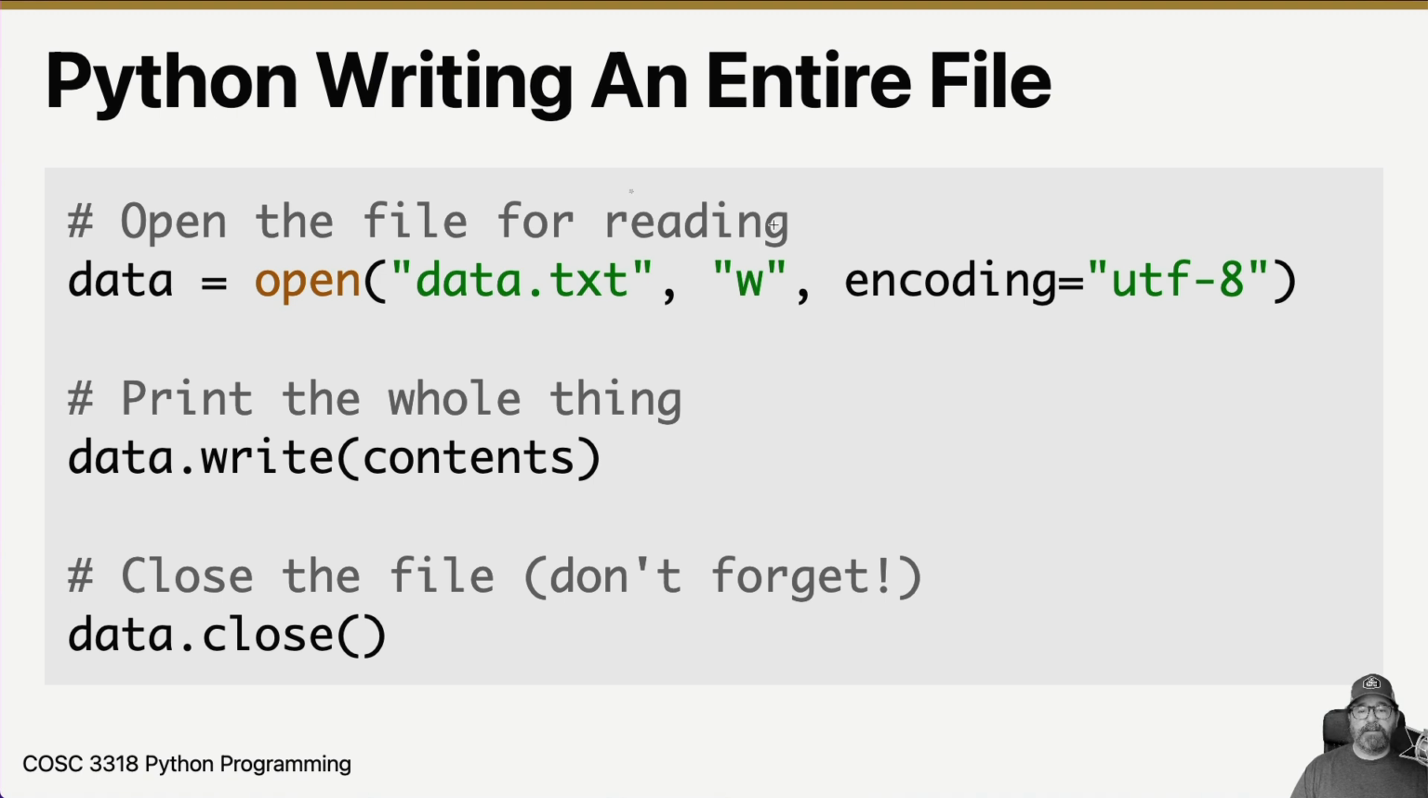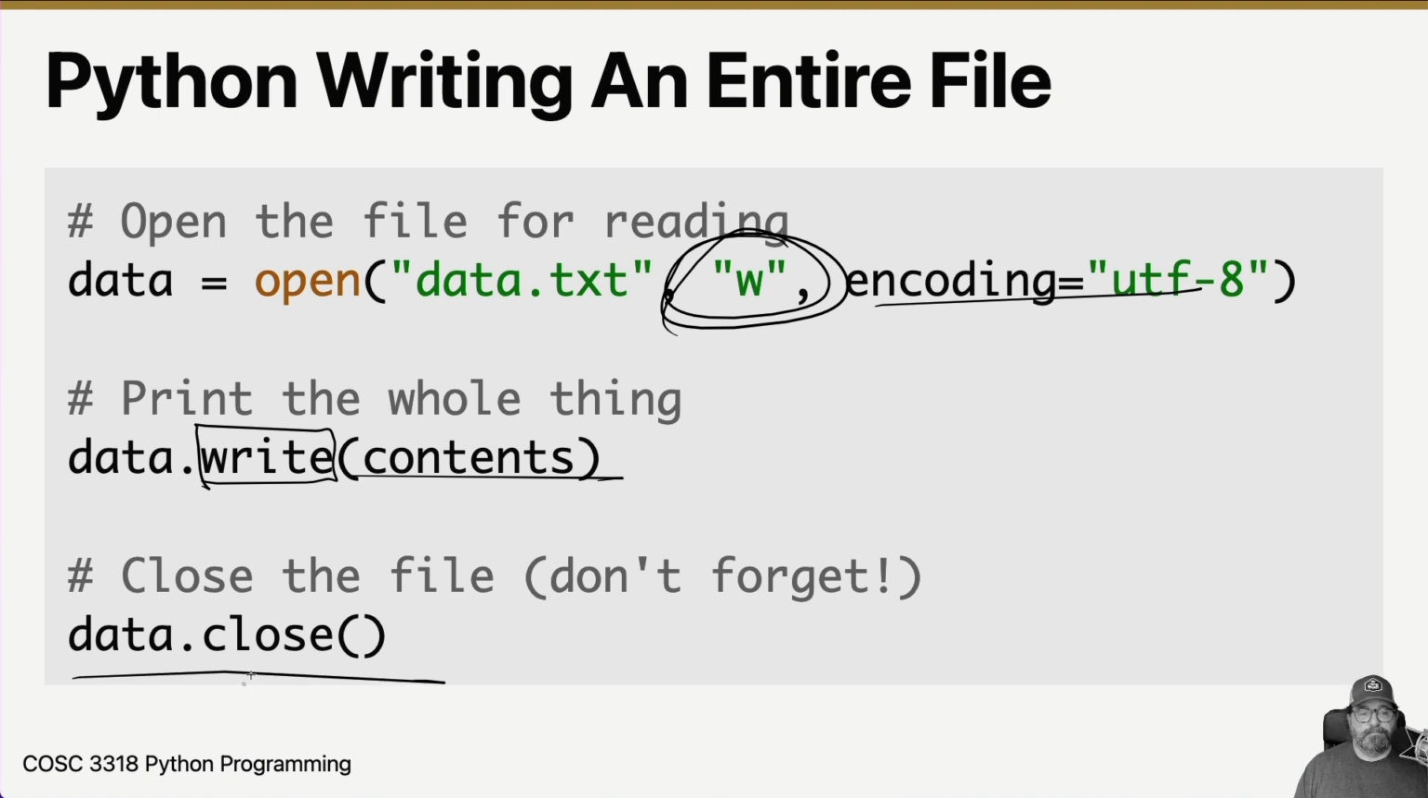And so like with reading a file, we say, hey, we want to open it with a W. Let's make it a text file. And then instead of read, we call write. There you go. That's it. Write contents. Done. That's it. Then close the file. You can write multiple times if you want.